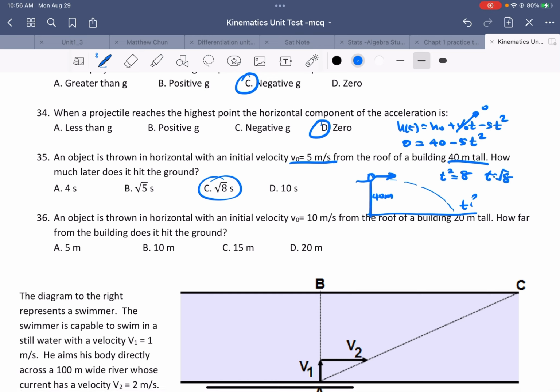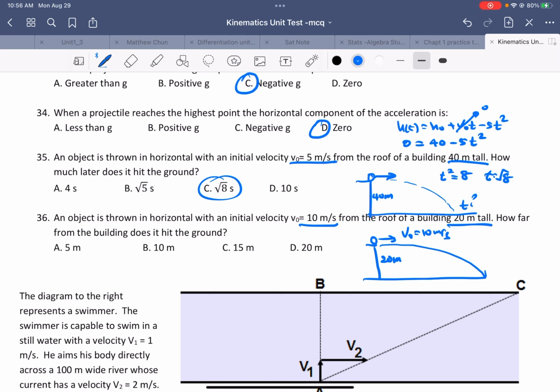Number 36. An object is thrown horizontally with the initial velocity 10 from a roof 20 meters high. How far will it hit the ground? This time there's a different height, which is 20 meters. Also your initial velocity is 10 meters per second. And how far away will it reach here?